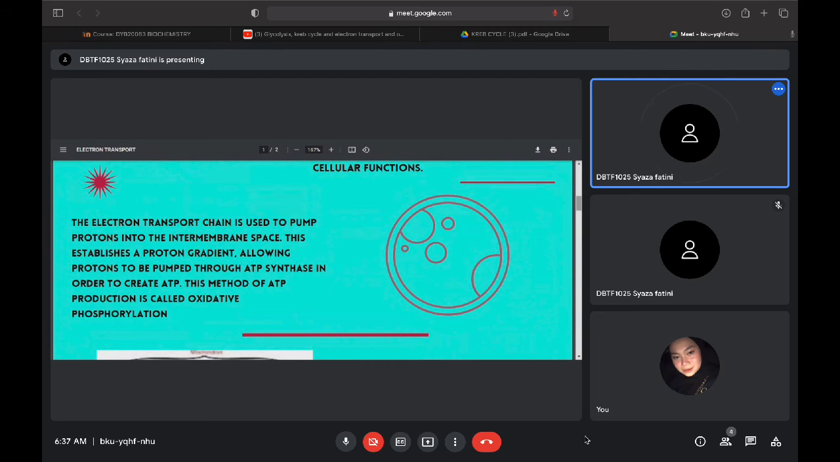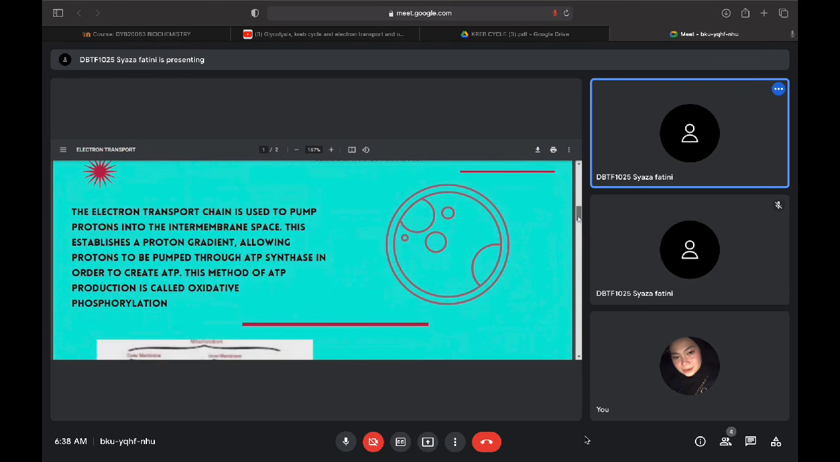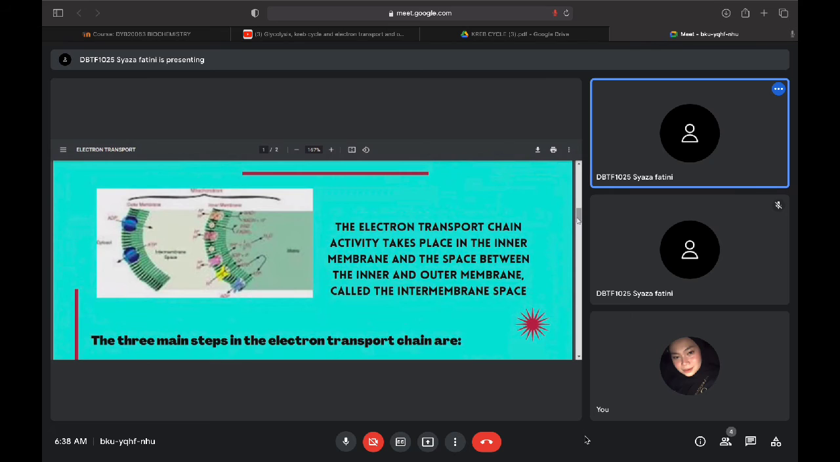This method of ATP production is called oxidative phosphorylation. The electron transport chain activity takes place in the inner membrane and the space between the inner and outer membrane, called the intermembrane space.